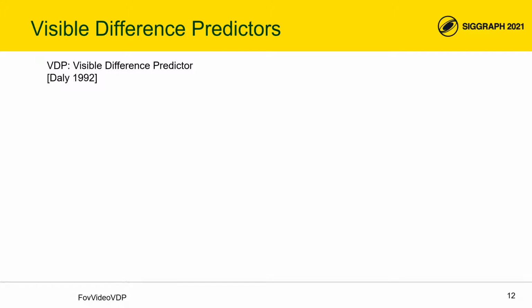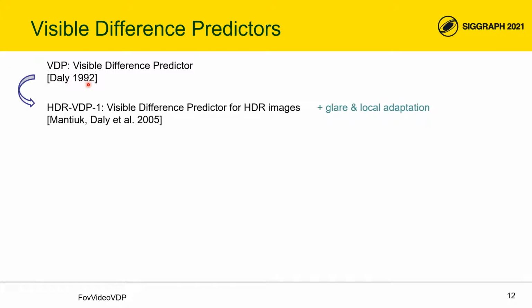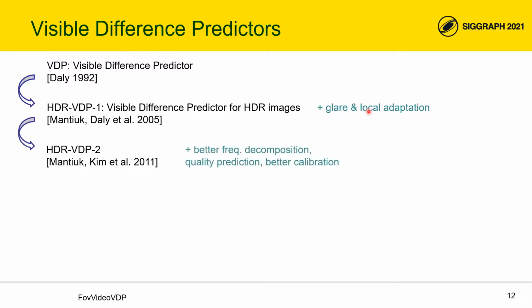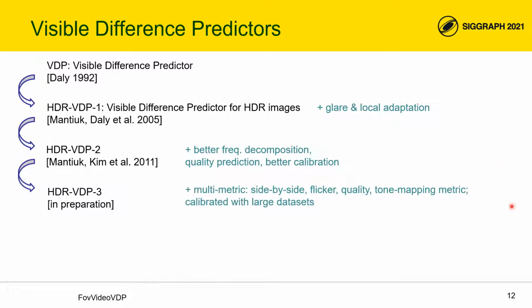Our metric belongs to a class of visual difference predictors, which started 3 decades ago with the VDP by Scott Daly. I work on the HDR-VDP, which extended the original VDP to the domain of high dynamic range by accounting for glare and local adaptation. HDR-VDP-2, which we released in 2011, improved many components of the first version, predicted not only visibility but also quality, and was much better calibrated. We have released the code for HDR-VDP-3, although the paper is still in preparation.